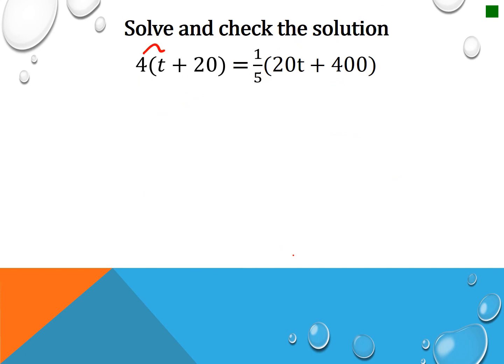All right, 4 times t is 4t. 4 times positive 20 is positive 80. Then there's an equal sign. 1/5 times 20, use your calculator, that's 4t. And 1/5 times 400 is a positive 80. All right, both sides are cleaned up. I'm going to move this 4t from the right to the left. I'm going to subtract 4t.